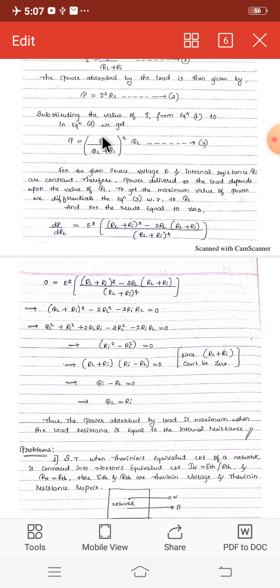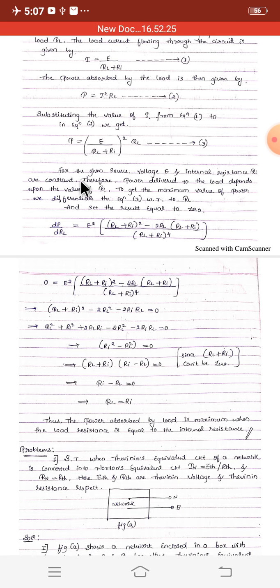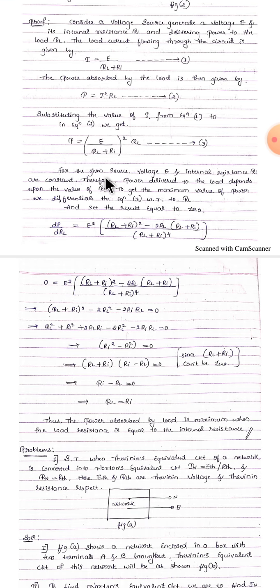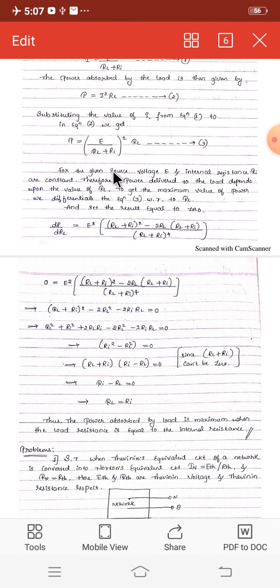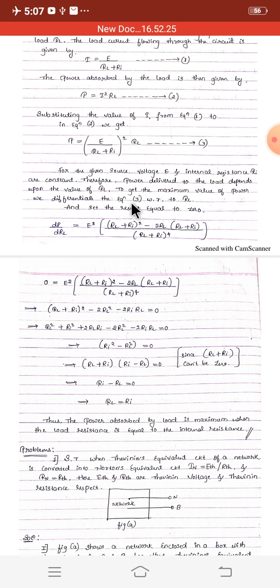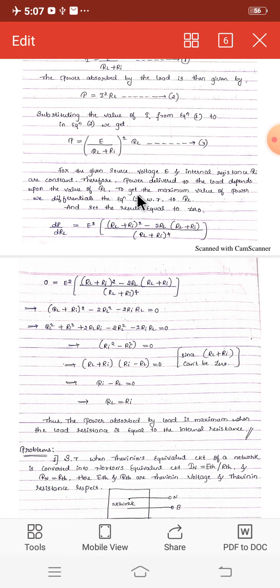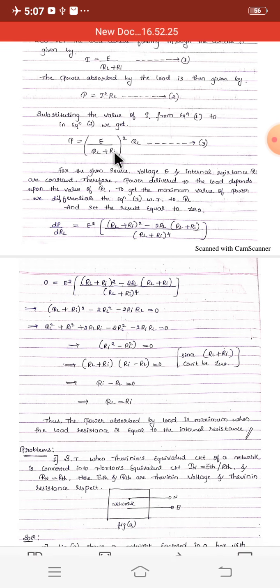So here apply the U by V differentiation. P with respect to RL means dP by dRL. So E squared as it is, V as it is, the differentiation of RL is 1, minus E squared as it is. So take E squared out.